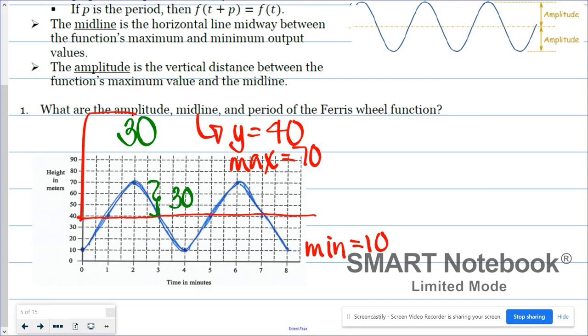And then what is the period of the Ferris wheel function? Well, they kind of gave this to us in the original problem. They said that one full revolution is every 4 minutes. But I can also see it in the graph because this is what one cycle of my Ferris wheel function looks like, and then it starts to repeat itself. Okay, so the period would actually be 4 minutes.